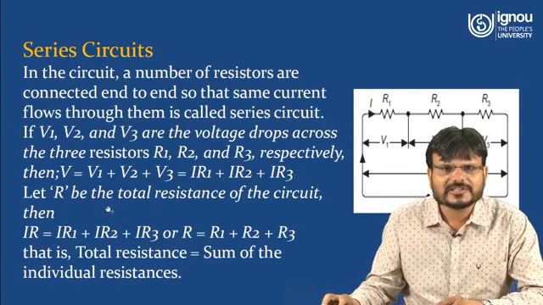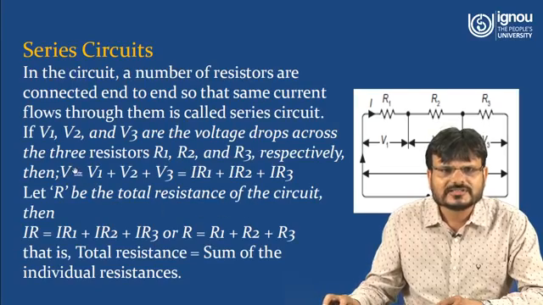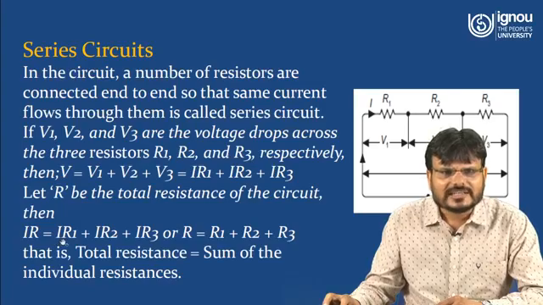Let R be the total resistance of the circuit. So what will be the voltage across this equivalent resistance of R1, R2, R3, which is denoted by R? It can be written V is equal to I into R. So IR is equal to what? IR1 plus IR2 plus IR3.